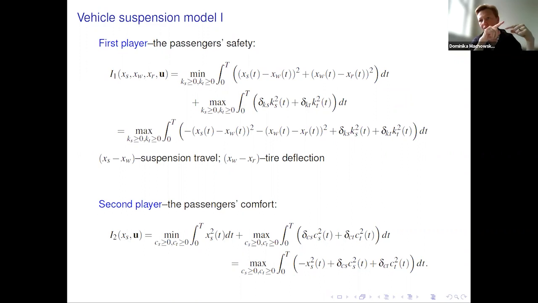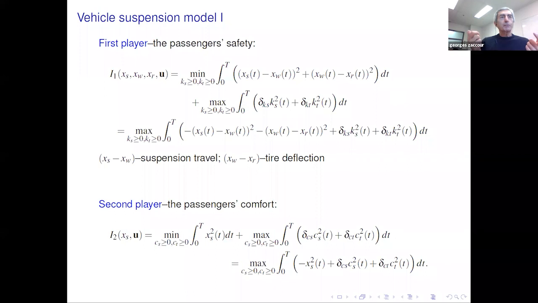They have opposite actions for the first player and for the second player. So that's why we need the game theory. So it means here that the passenger safety and the passenger comfort are really playing a non-cooperative game. Yes, exactly.